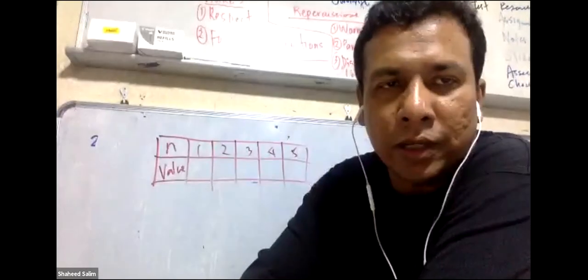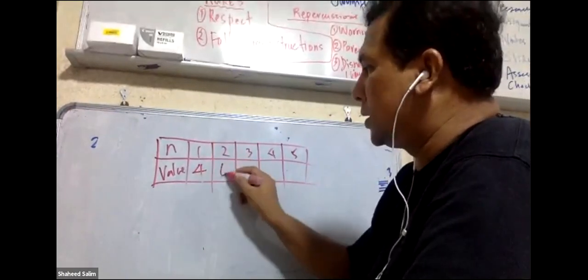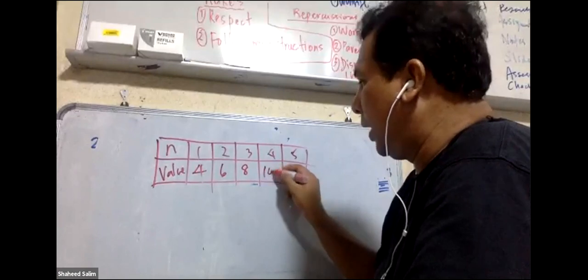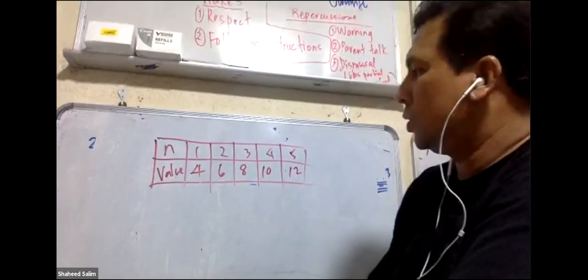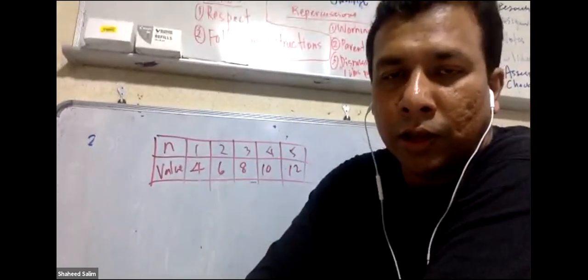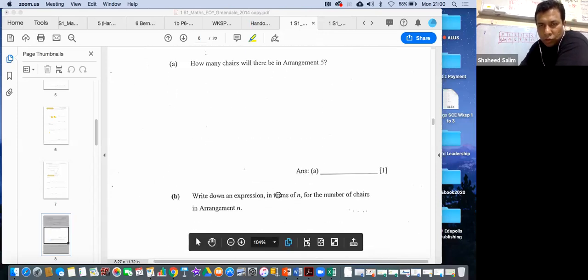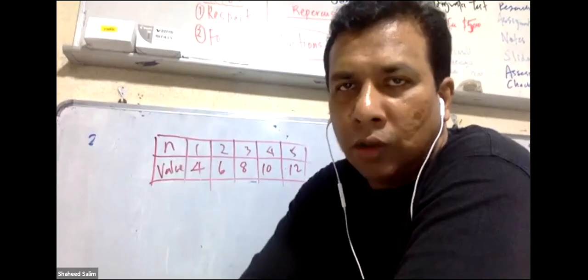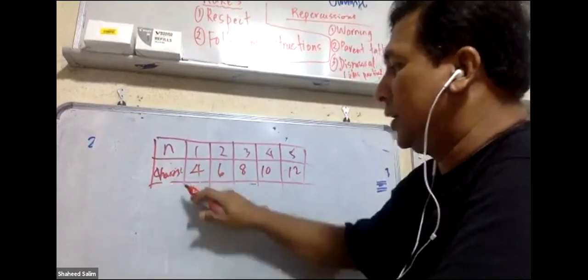Let's see. The first term, the value is 4, right? And then 6, and then 8, and then 10, and 12. Is this true? Yes, right? So let us just check. Arrangement one, I call it n, is 4 chairs, 6 chairs, 8 chairs. They have the next question all about chairs, right? Since they're only asking about chairs, I put chairs down here. I don't need to write tables here because they didn't ask anything about tables.